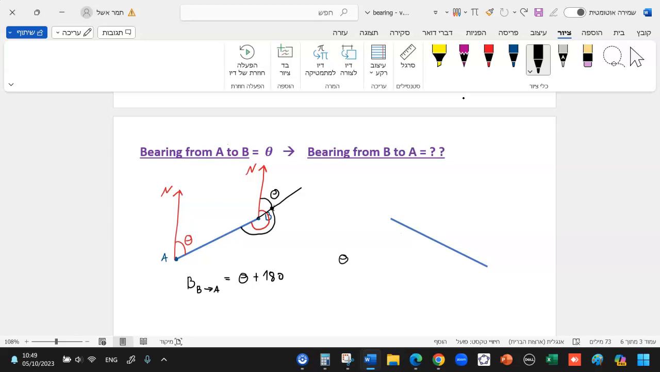Now if theta is above 180, when we add 180 degrees, we will get a number that is above 360. The bearing from B to A will be a number that is above 360, so we will minus 360, and we will have theta plus 180 minus 360. This is actually theta minus 180.